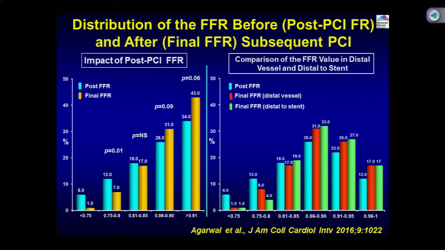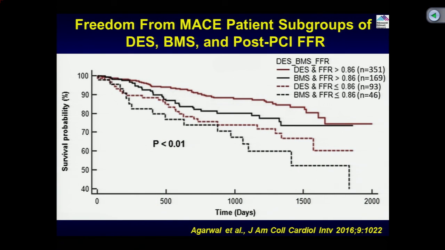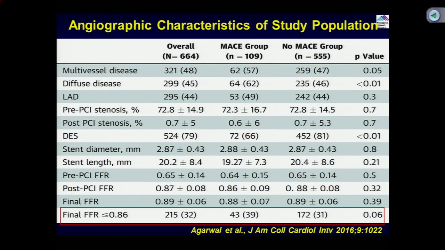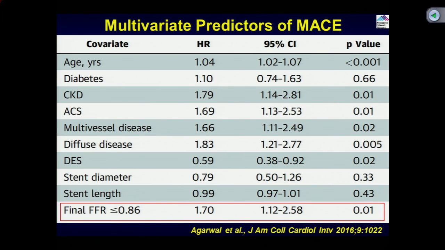This shows that by doing an intervention you improve your FFR post PCI, and clearly the DES or BMS cutoff was 0.86 in terms of survival and TVR. More than 0.86 was good, less than 0.86 was bad, and I would say some data have 0.9. So the key is that this is where we should be; a bad outcome is associated with an FFR of less than 0.8. Of the various characteristics, an FFR of less than 0.86 was associated with a higher MACE rate, as you can see here, and is one of the important predictors of bad outcome.